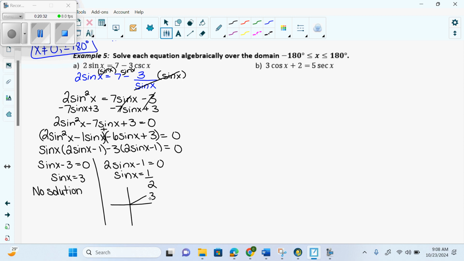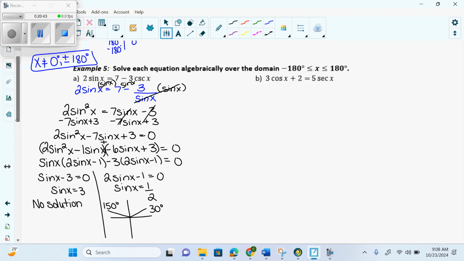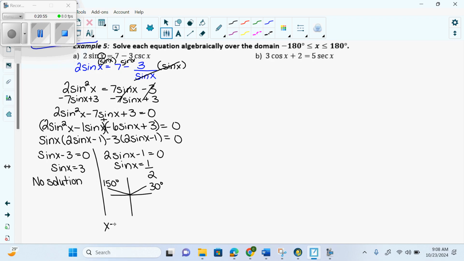$30. Because sine x is the x or the y? The y. And 150. Then I go back here and I look, because a lot of the time you will just use x's, but the variable is actually theta or something like that. So go back and check. The variable is x. Okay, cool. So my answer is x equals 30 degrees and 150 degrees.